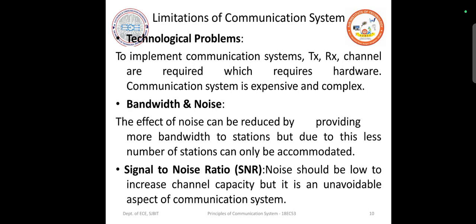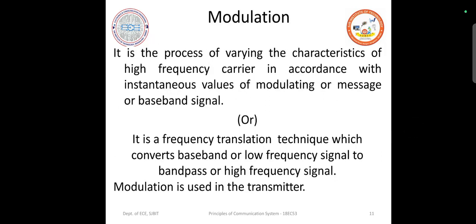Coming to the signal to noise ratio, which is the third limitation in a communication system, noise should always be low to increase the channel capacity. But it is an unavoidable quantity in any communication system, because it naturally exists and can never be eliminated completely. It can be suppressed to a certain extent depending on how we design the communication system.